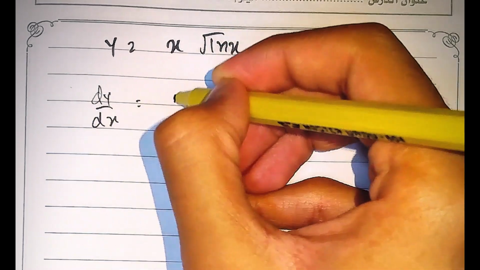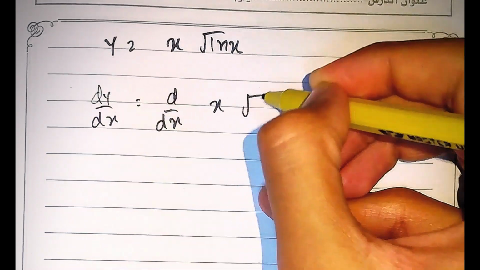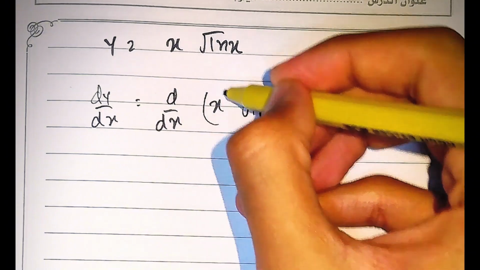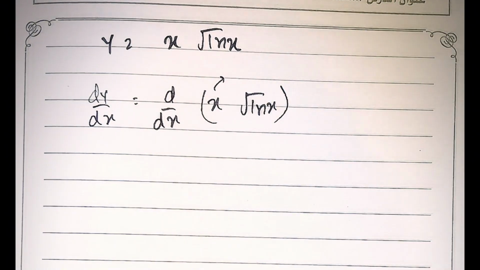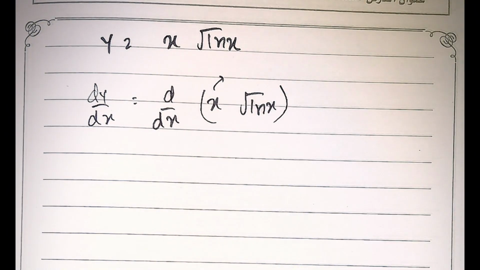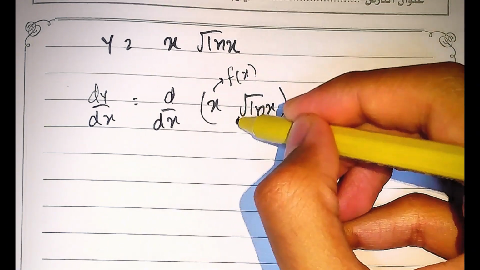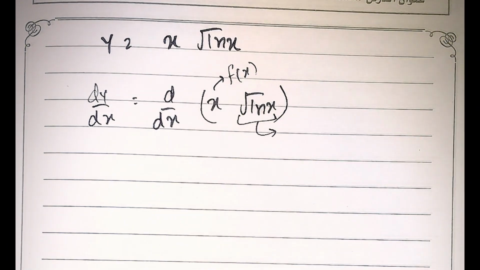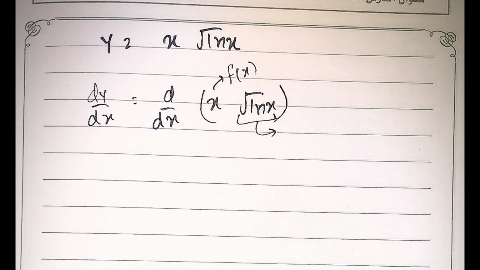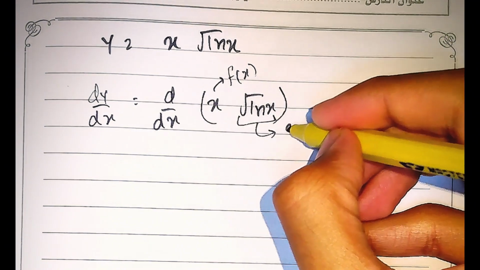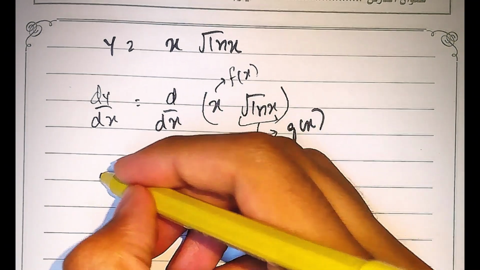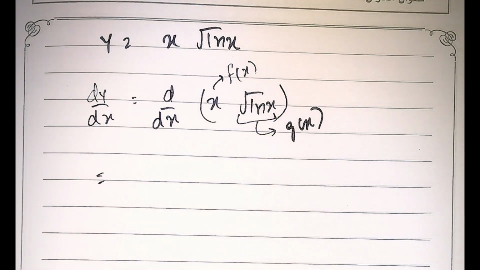dy/dx is equal to d/dx of x root of log of x. Now again we have x, which is basically an algebraic function. Okay, we can categorize it as an algebraic function. So this would be my first function f(x), and natural log of x is actually a logarithmic function, so it would be categorized as a logarithmic function, so it would be my second function g(x). So we can simply use the product theorem, which I explained in the first part of the video.